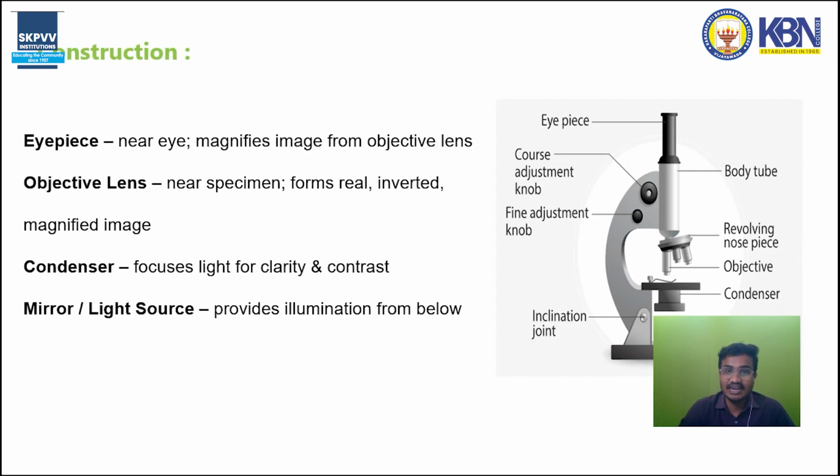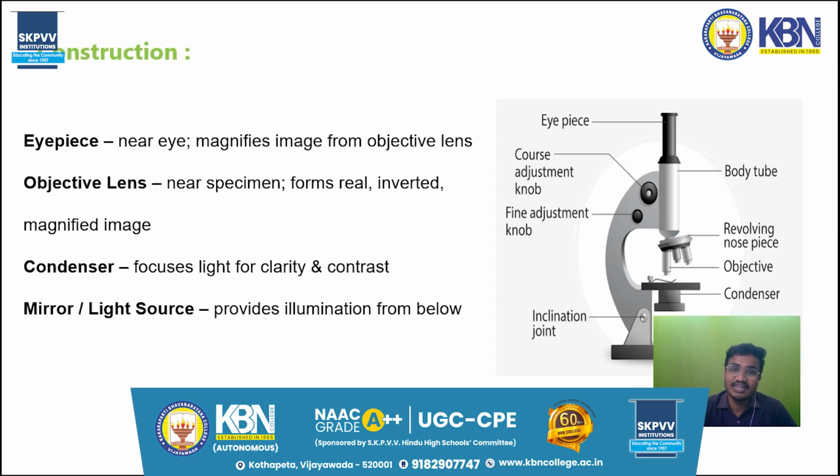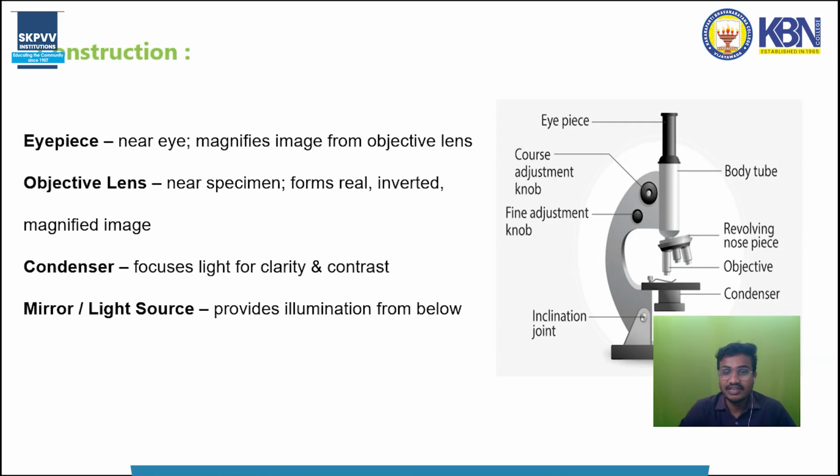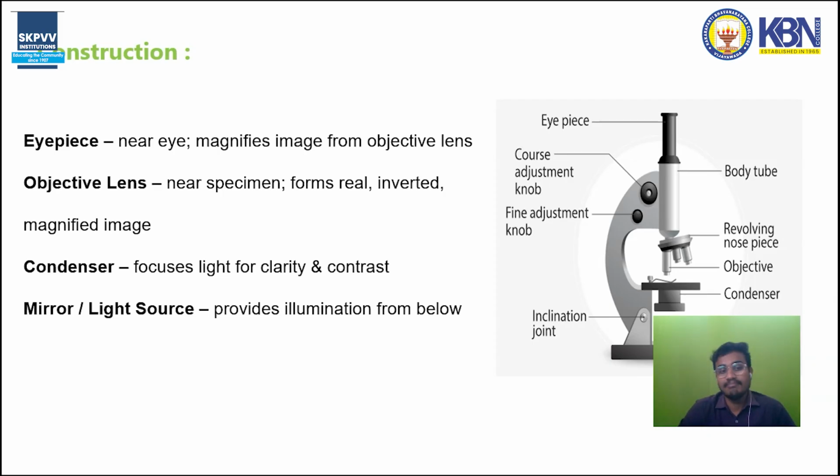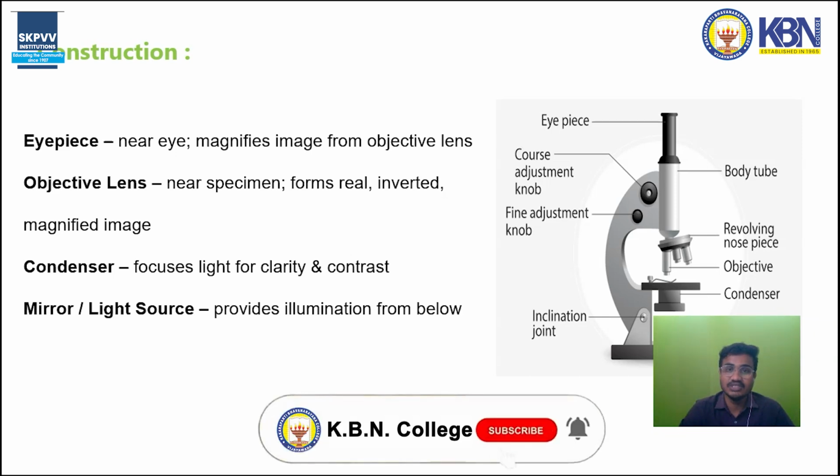The condenser lens will also work similar to that in the simple microscope. It will make the light focus clearly and with contrast onto the specimen. And there are mirrors and light sources which will provide the illumination from the bottom part of the microscope. They will provide the sufficient light which was required to see the sample.